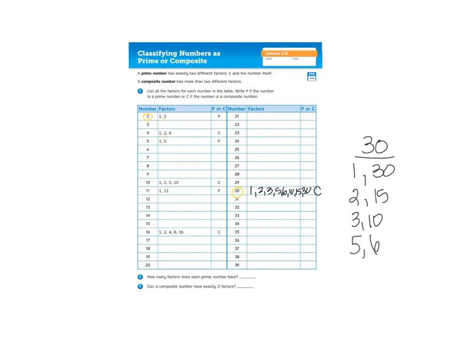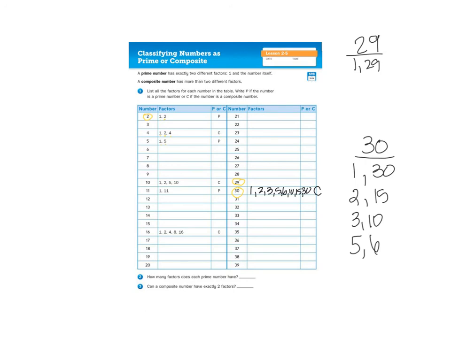Let's take another number. We're going to look at 29. Again, I'm going to think about my number. I know it's 1 and 29. It's not even, so 2 doesn't work. 3, 7 times 3 is 21. 8 times 3 is 24. 9 times 3 is 27, so that doesn't work.